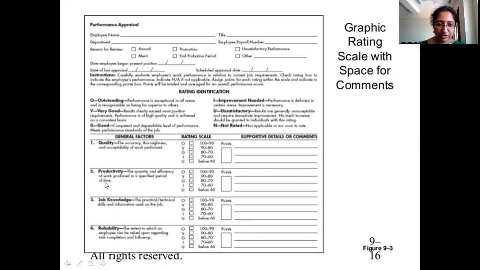On the grounds of productivity, again, you have certain performance values which you can assign for the employee depending upon how productive or unproductive they are. If you feel that the employee is very good in terms of quality, you can tick mark or circle outstanding. If you feel that the employee needs a little improvement in the area of quality, you have to tick mark this I, improvement needed. So on different traits, we can assign performance values and rate the employee.